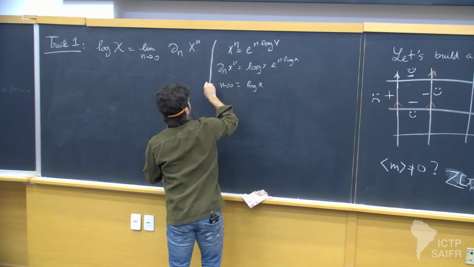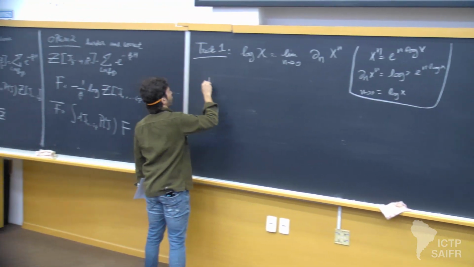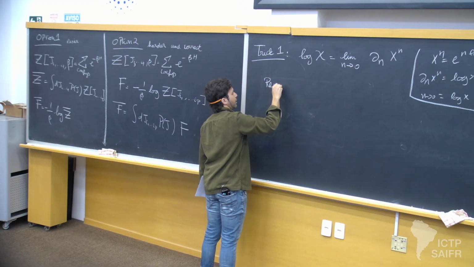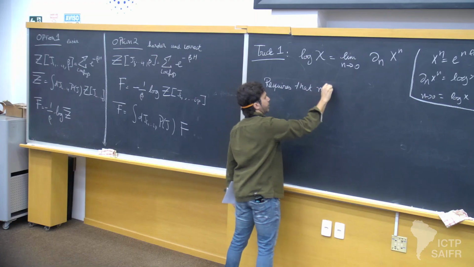Okay, that was an aside. Okay, so it requires that n be a continuous number.